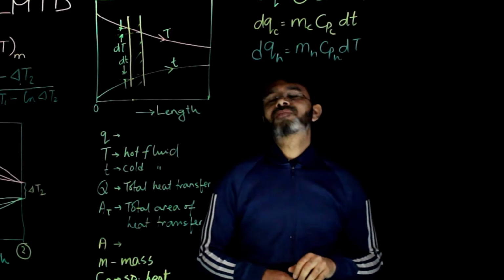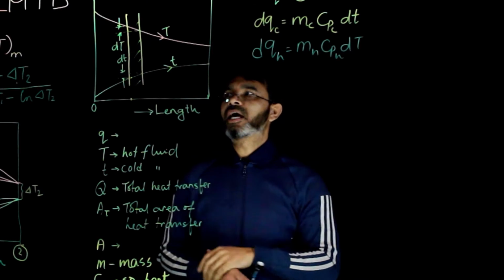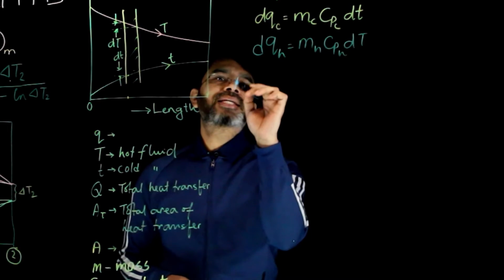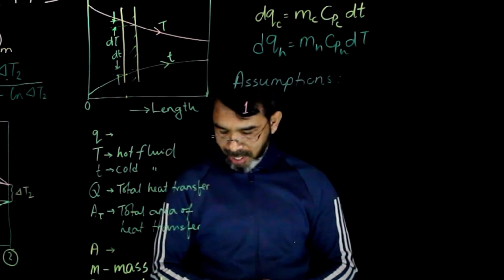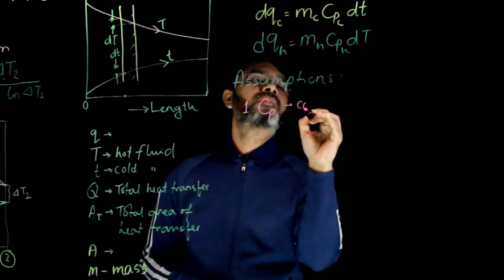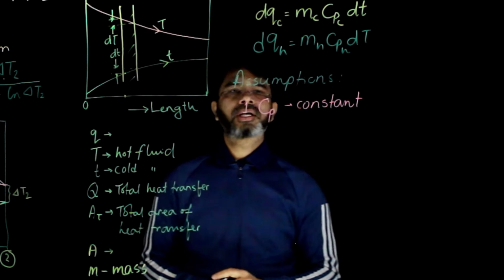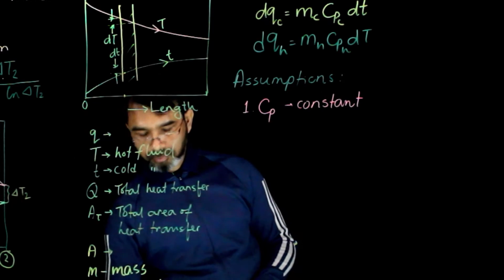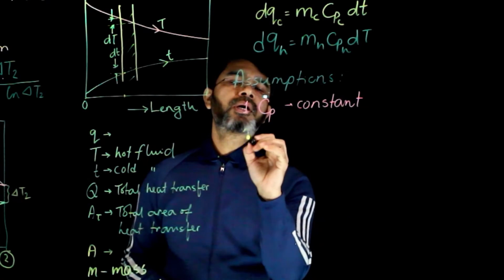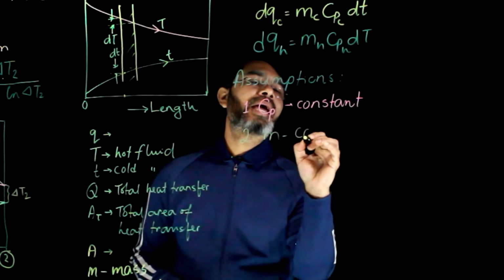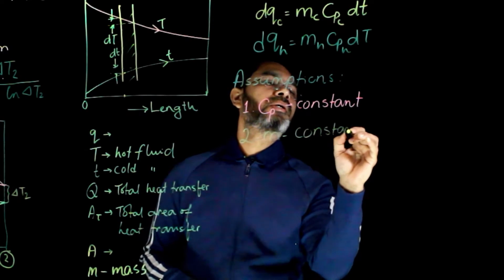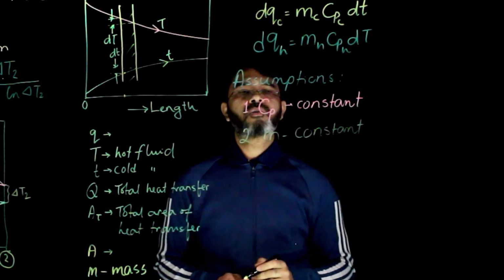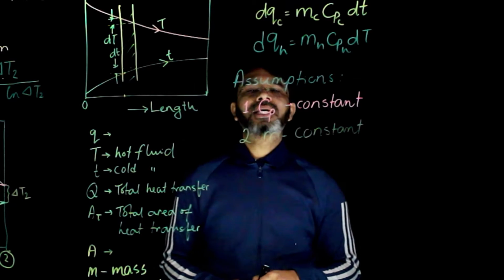Now here comes the point of the assumptions. What are the assumptions behind deriving the log mean temperature difference equation? Assumptions made are: number one, Cp is constant, meaning that for the hot and the cold fluid, the specific heat remains constant. Number two, the flow is steady, meaning the m is constant and always either in the co-current or counter-current direction. There is no flow reversal. So the flow rate is constant.